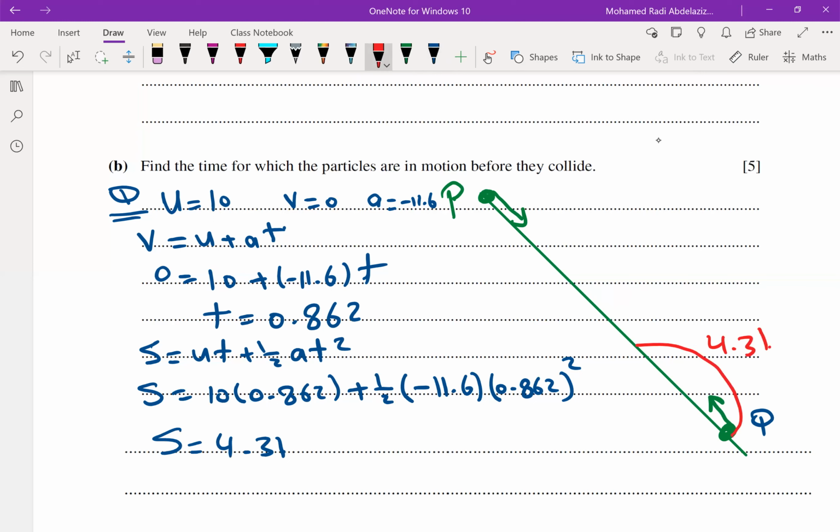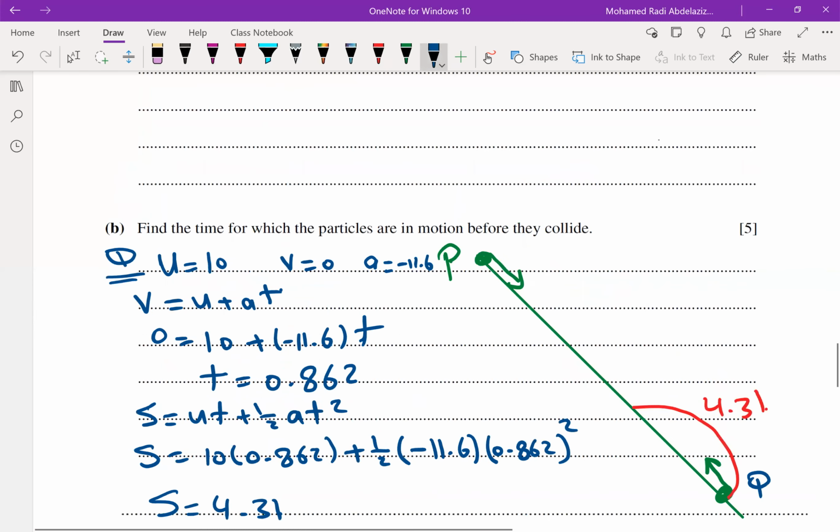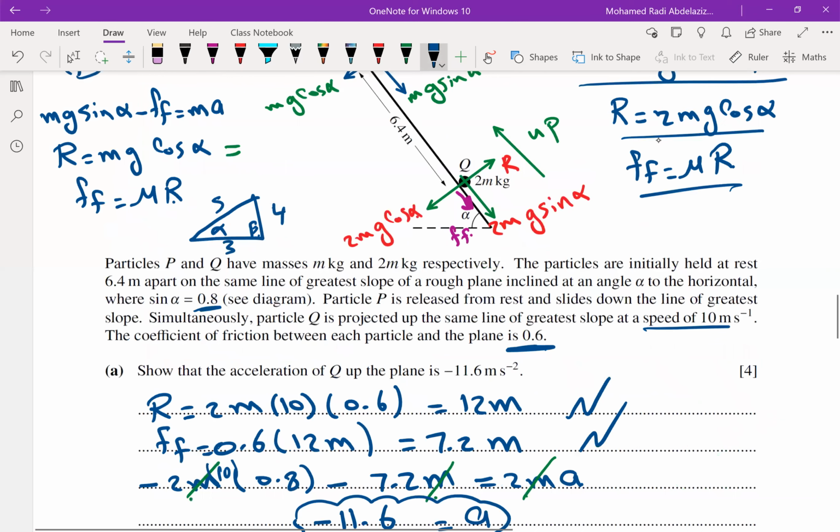We'll try now to get the displacement covered by particle P. So I need to calculate the acceleration. So I will go for this part again.